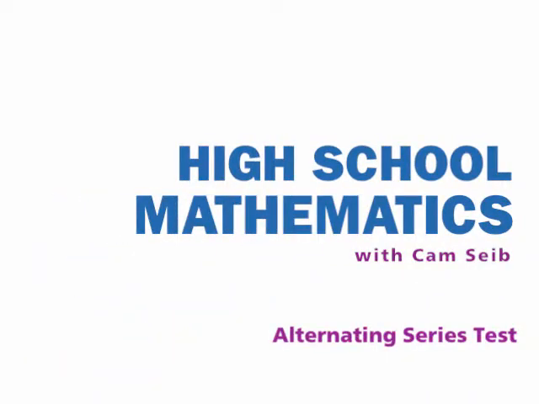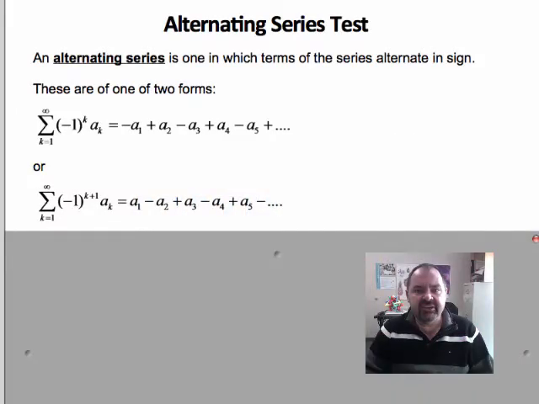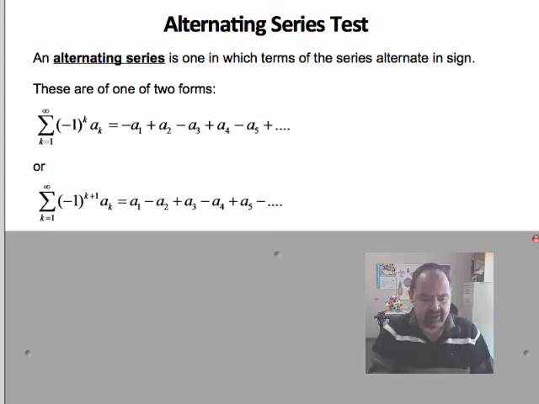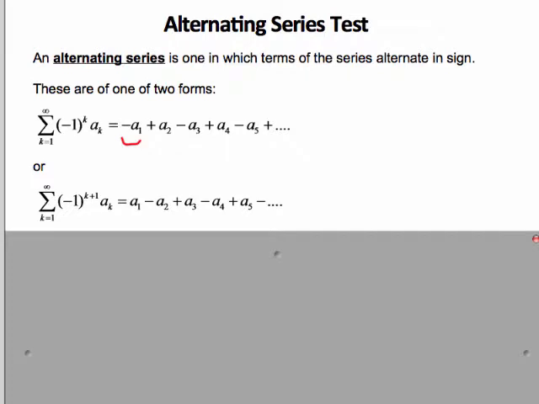Up to this point, we have been talking about series in which the terms are all positive terms, and in order to converge, we know that those terms need to approach zero. We're now going to talk about series in which the terms alternate in sign, positive, negative, such as this.